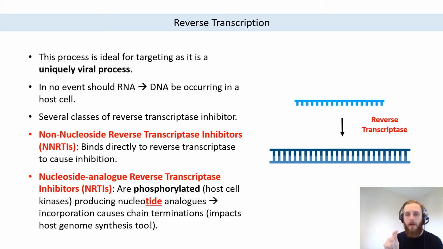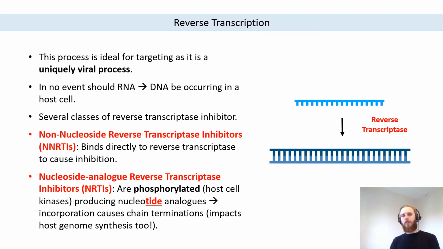transcriptase and prevent it from working, usually by binding directly to the protein. So the drug, the antiviral, will bind to and inhibit reverse transcriptase, and therefore will prevent reverse transcriptase from fulfilling its job, will prevent it from mediating this process of reverse transcription. These are the non-nucleoside reverse transcriptase inhibitors, also referred to as the NNRTIs.